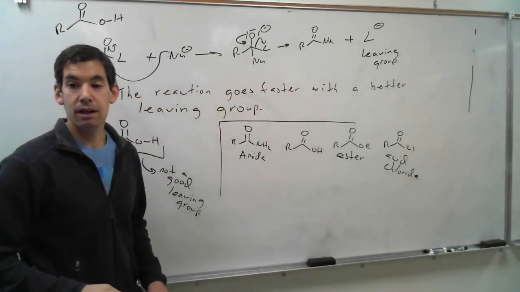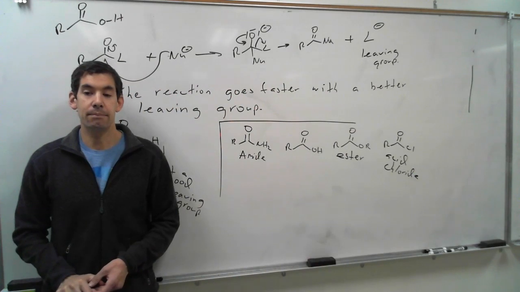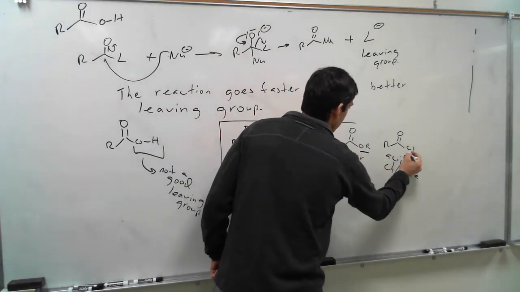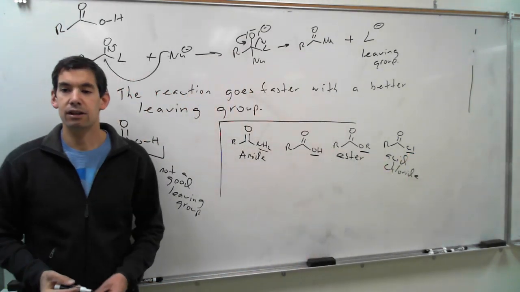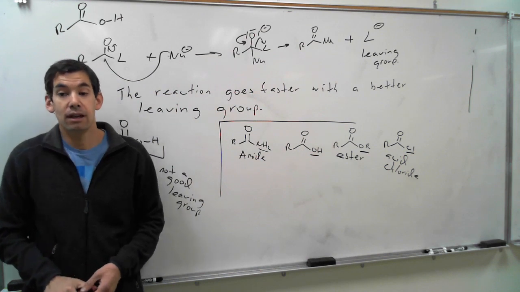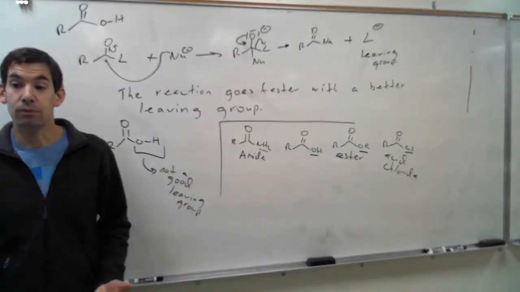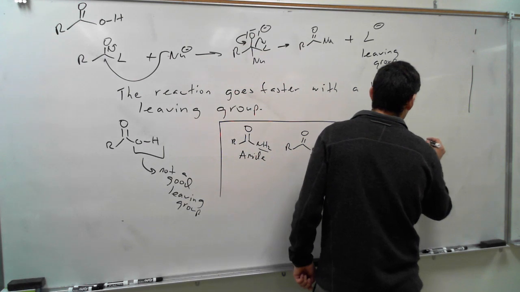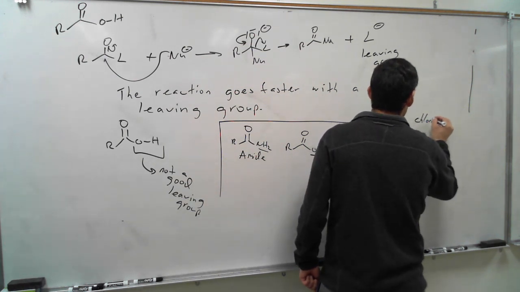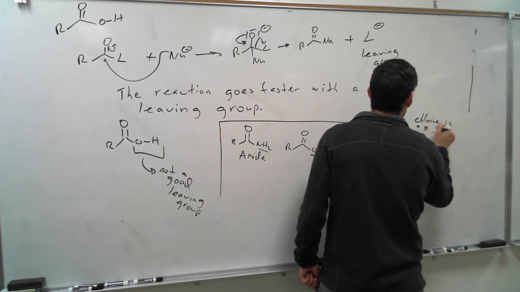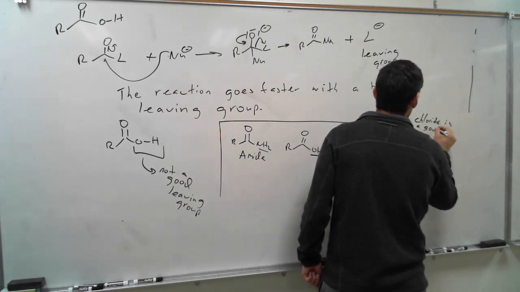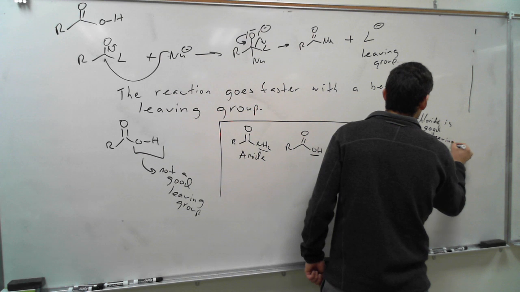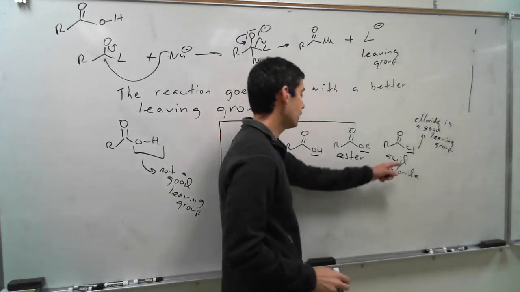So out of these groups here, our NH2, our OH, our OR, and our Cl, which one do you think would be the best leaving group? Which one have we maybe used before as a leaving group? You're right, it's going to be the chlorine. Chloride is a good leaving group.